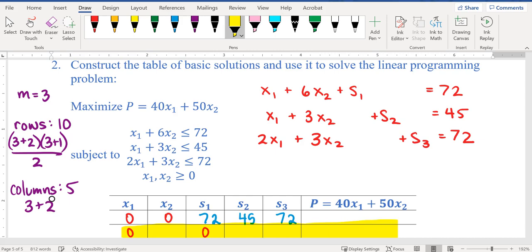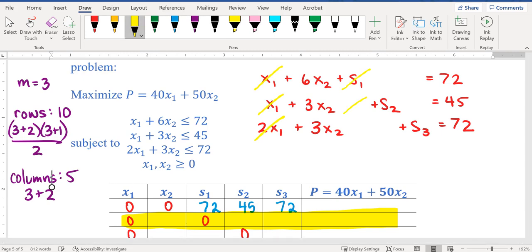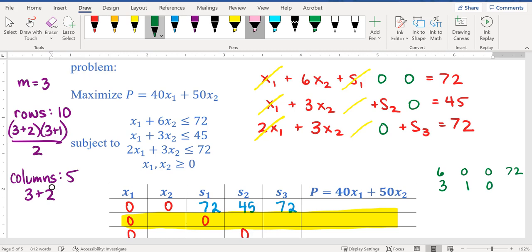This time it tells me to let X1 and S1 be 0. Those are all gone. What remains? All right, I have 6, 0, 0, 72. And then I have 3, 1, 0, 45. And then I have 3, 0, 1, 72. So let's go solve this system.